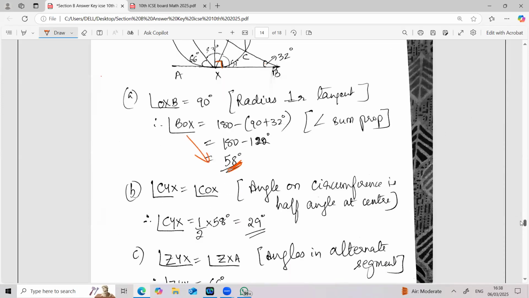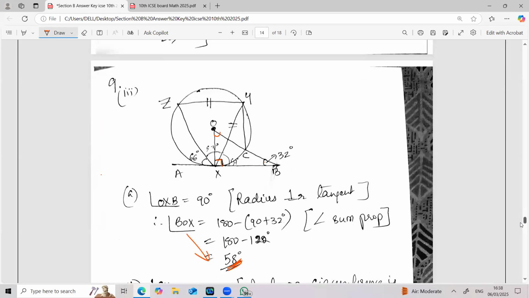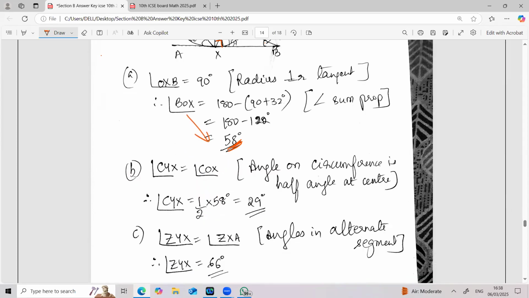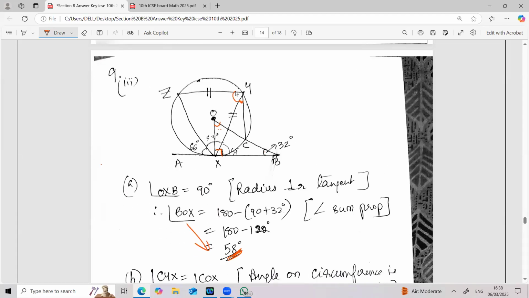Next one, they're asking angle CYX. Where is CYX? Oh, so the angle on the circumference is half the angle at the center. So 29. Next, these people are asking us angle ZYX.